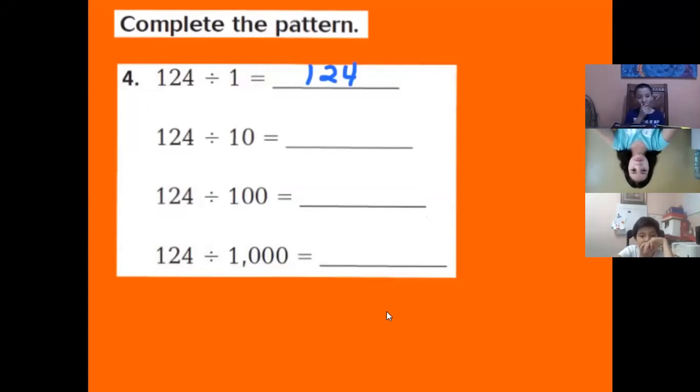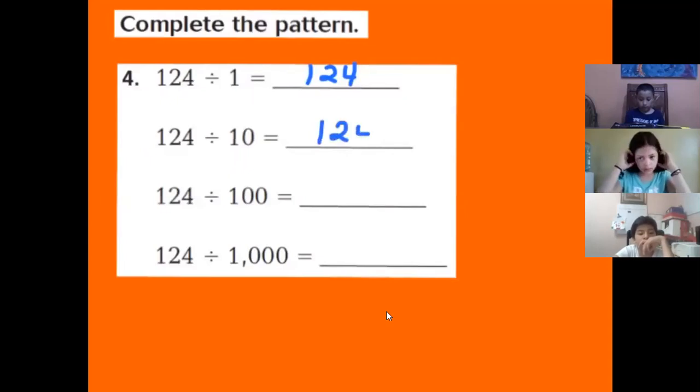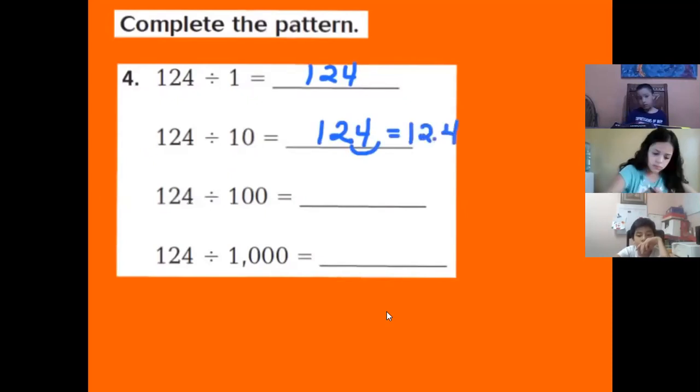Now, in the next part of our pattern, we see 124 being divided by 10. Well, I know that in the number 10, there is 1 zero. So what I'm going to do is this. I'm going to come over here and write down the number 124. And because there is 1 zero in the 10, I'm going to move my decimal point one place to the left. So we'll place our decimal behind the 4 to begin with, and we're going to move it one place to the left. So our answer now turns out to be 12 and 4 tenths.